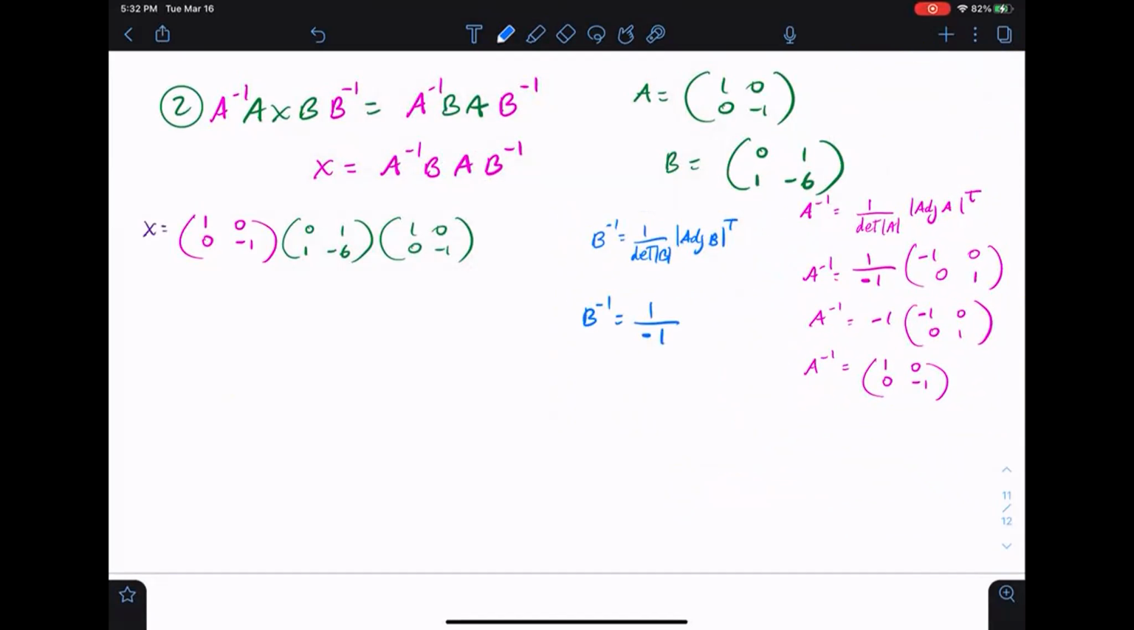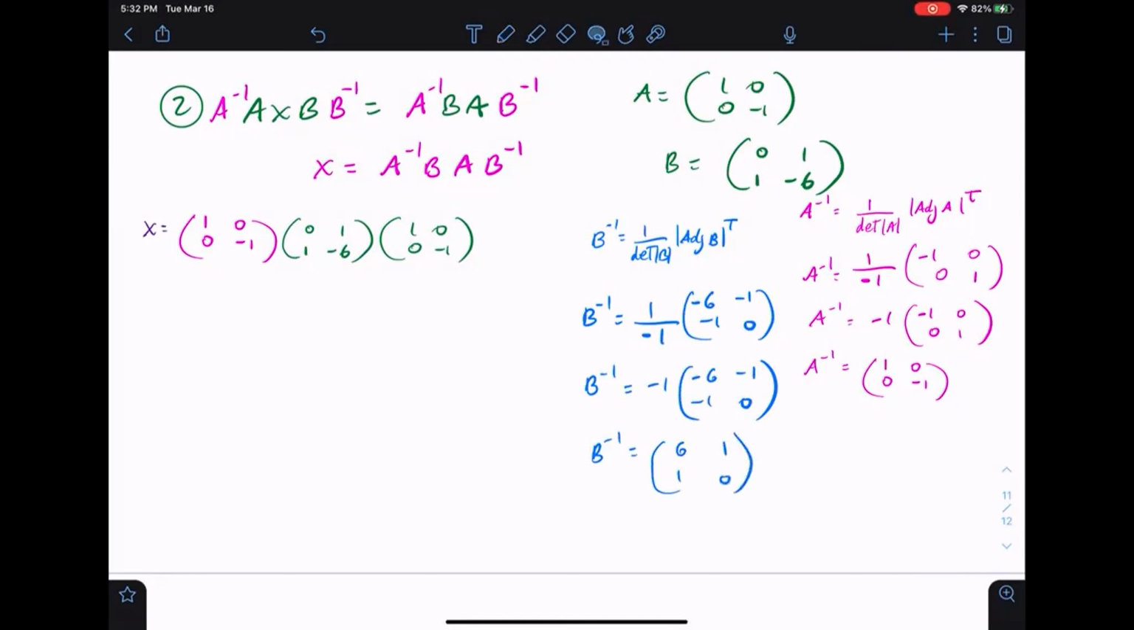What's the adjoint matrix of B? The adjoint matrix is just switching the positions, right? So this is -6, 0, -1, -1. So you need to distribute that, right? So this is -1 times -6, -1, -1, 0. And then B inverse should be equal to what? You have to do the scalar multiplication here. So this is 6, 1, 1, 0.